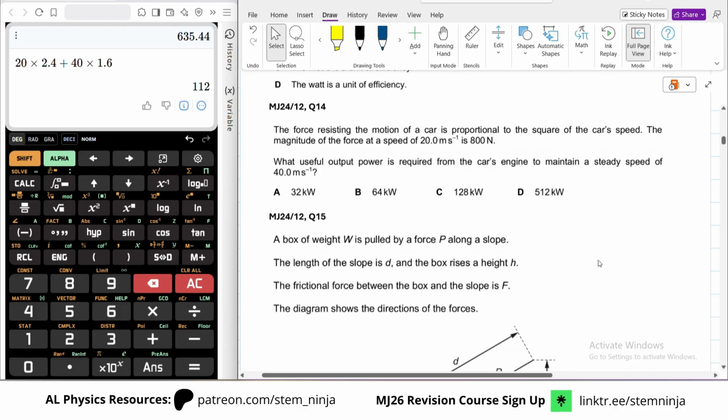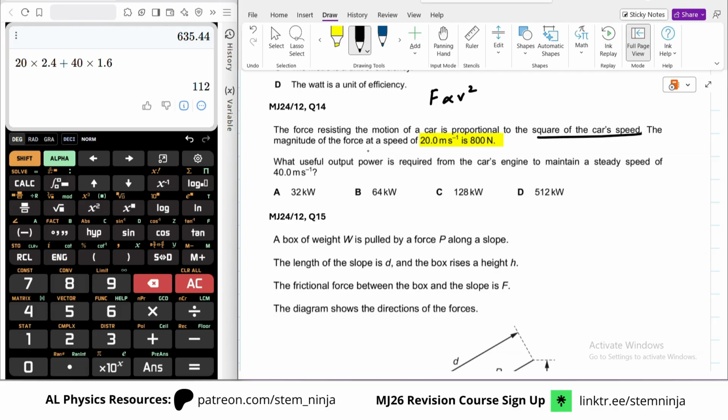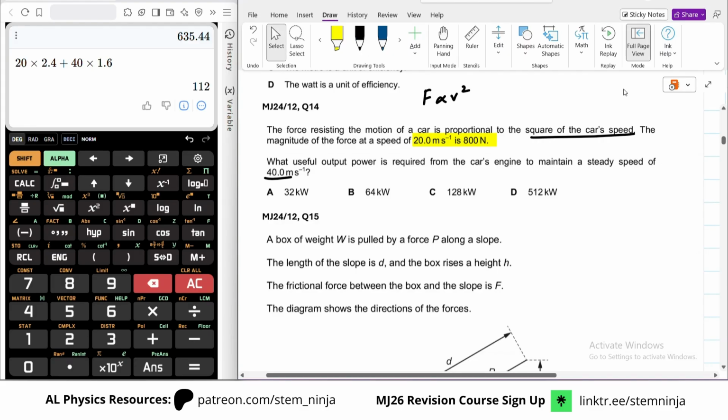The force resisting the motion of a car is proportional to the square of the car's speed. The magnitude of the force at the speed of 20 meters per second is 800 Newton. So basically they have said that the force resisting the motion is proportional to v squared, the square of the car's speed. What useful power output is required from the car's engine to maintain a steady speed of 40 meters per second? Okay, so first off we need the force, right?